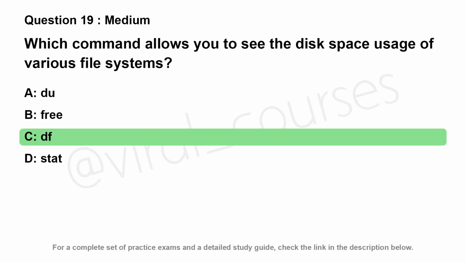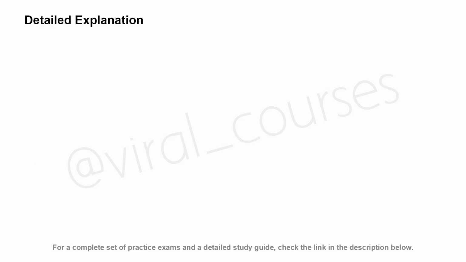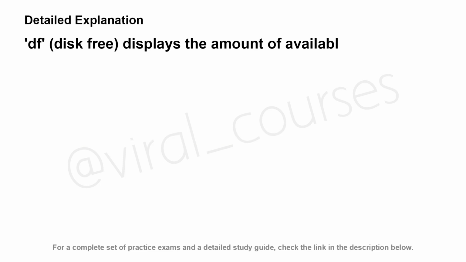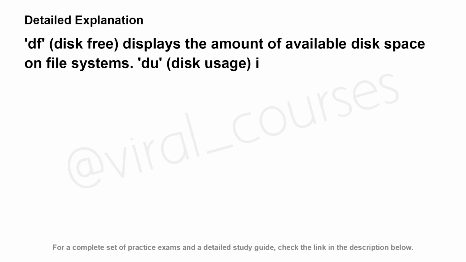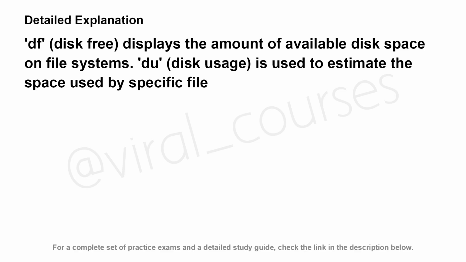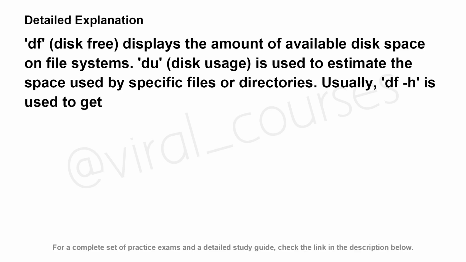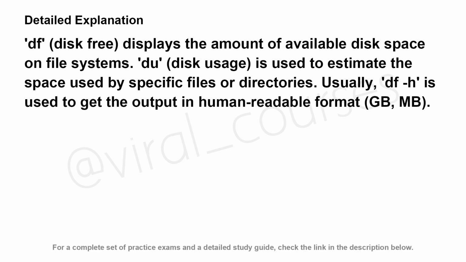The correct answer is C. df. Disk free displays the amount of available disk space on file systems. du. Disk usage is used to estimate the space used by specific files or directories. Usually, df -h is used to get the output in human-readable format, GB, MB.